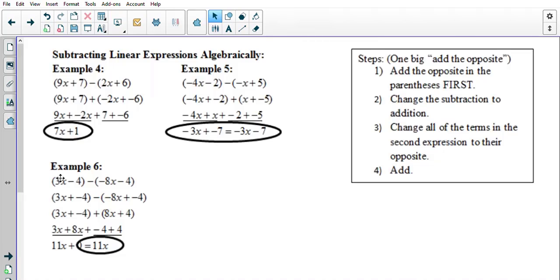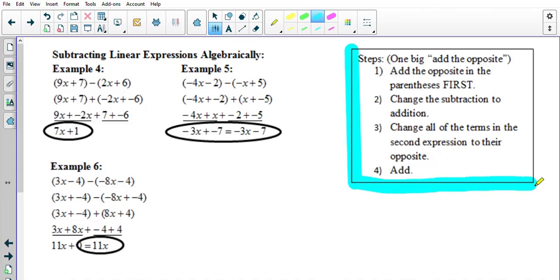So here's the deal. The one thing I really want to focus on with these guided notes is the rules for subtracting linear expressions because it's harder than adding linear expressions. So I'm going to highlight this box here where it tells us the basic rules that we need to follow. I'd highlight the whole way over, but I don't want to stop the video at all, so the entire box should be highlighted. But our steps for subtracting linear expressions are going to be as follows. Recognize this as one big add the opposite.